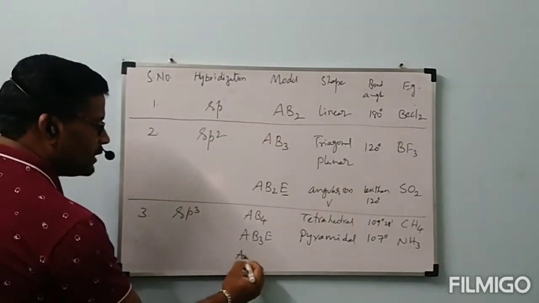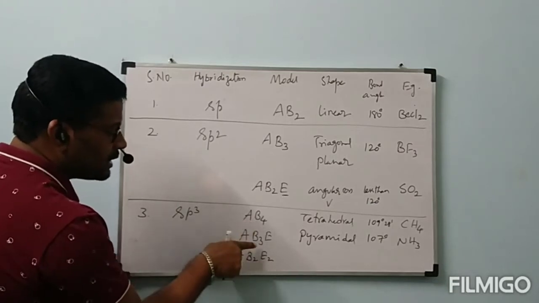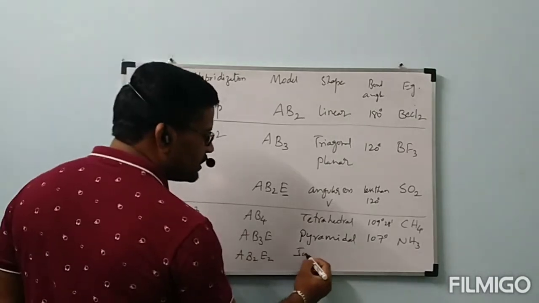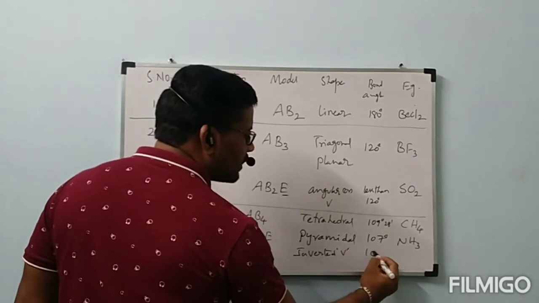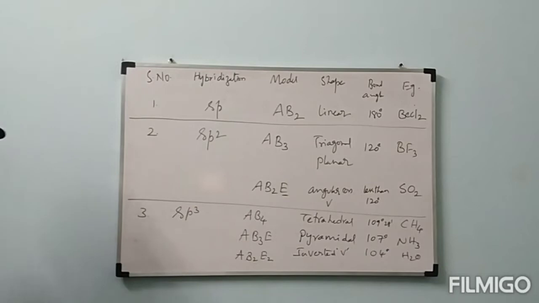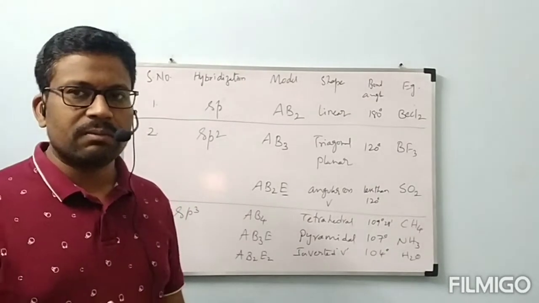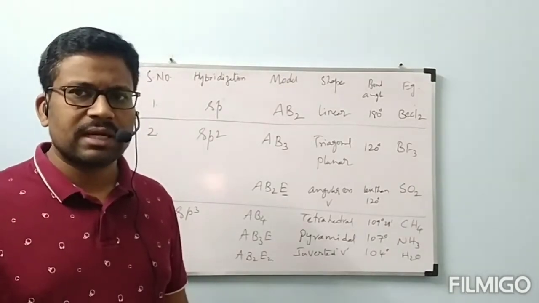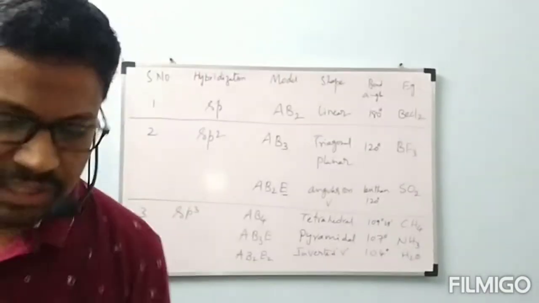Next, AB2E2. See, every time you will get a total of 4 only: 4 bond pairs; 3 bond pairs and 1 lone pair; 2 bond pairs and 2 lone pairs. Shape: inverted V shape, bond angle 104 degrees, example H2O. What is the reason it shows a smaller bond angle? Because of lone pair repulsions. Lone pair-lone pair repulsions are greater than lone pair-bond pair repulsions, and lone pair-bond pair repulsions are greater than bond pair-bond pair repulsions. That is why the bond angle varies.